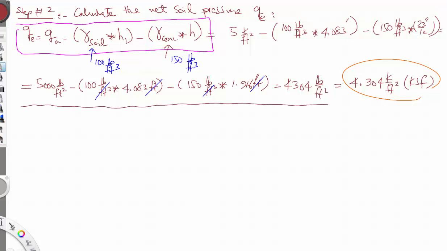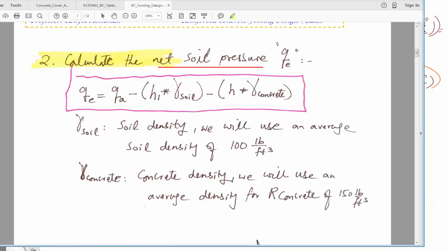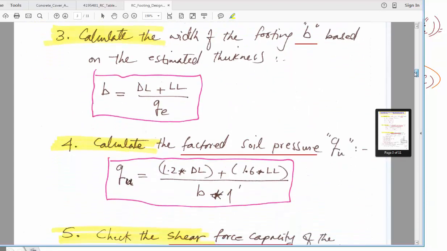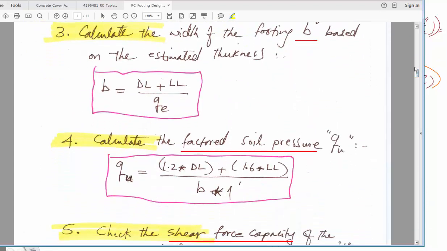Now step number 3, again you go by the rules because that is what will be easier for you and for all of us too. So we are done with step number 2. Step number 3 is calculate the width of the footing. If you look here, this is the equation: B is equal to DL plus LL divided by QE. So I'll do that.